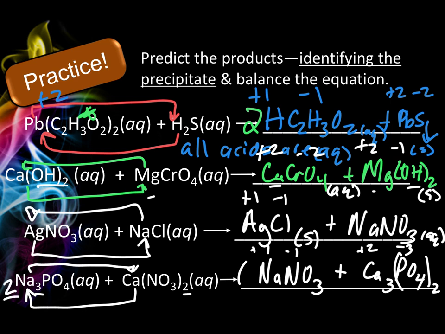That makes 6 sodium. Now I got 6 nitrates, right? In case we're wondering and we forgot, we check this. We don't have 18, we got 6. So I come back over here and I put a 3 and I'm good to go. So I got 2, 3, 6, 1. All right, for my balancing.